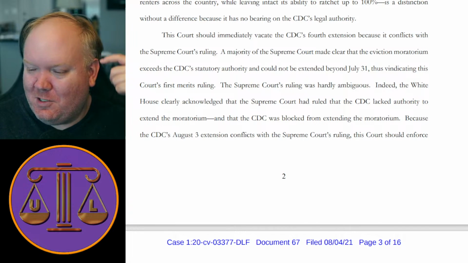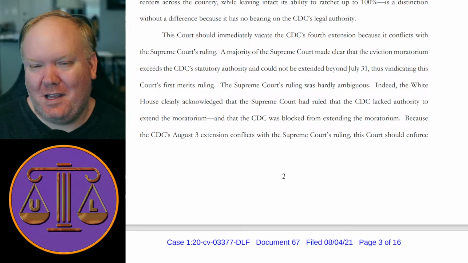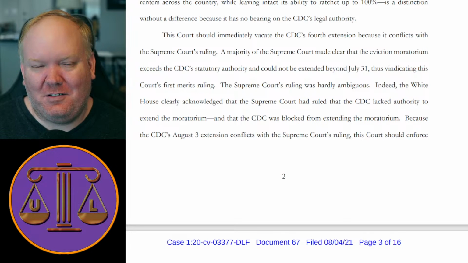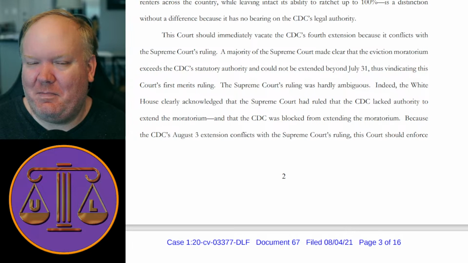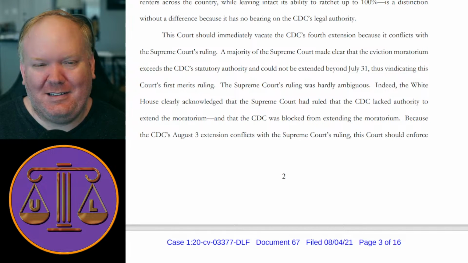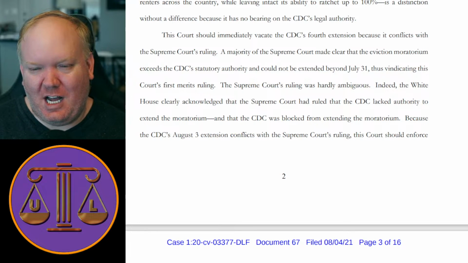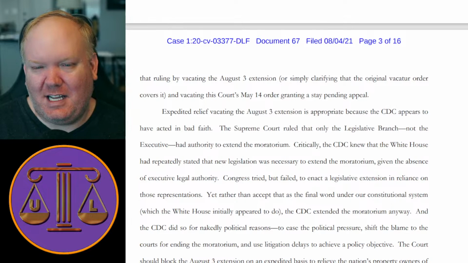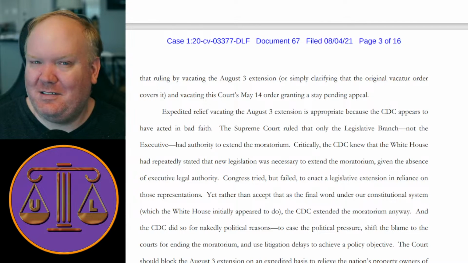The Supreme Court's ruling was hardly ambiguous. Indeed, the White House clearly acknowledged the Supreme Court had ruled on the CDC's lack of authority to extend the moratorium, and the CDC was blocked from extending it. Yeah. I mean, Joe Biden is a lawyer, so, yeah. And if he needed another legal opinion, there's no shortage of them to be had. Yeah. Because the CDC's August 3rd extension conflicts with the Supreme Court's ruling, the court should enforce that ruling by vacating the extension and or vacating this.